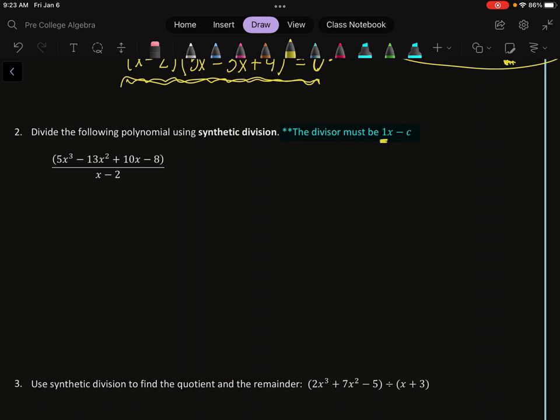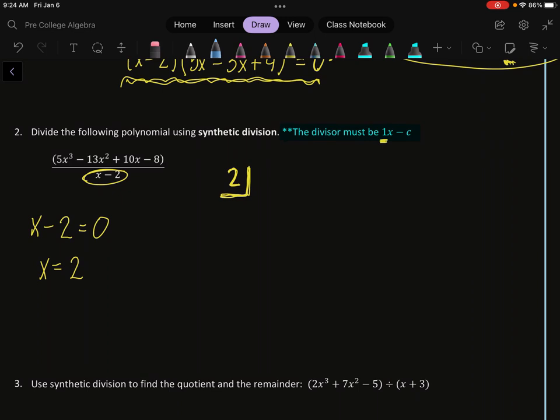So how we do this is we set up this little box here, and this box is going to be whatever the solution or the 0 would be for the denominator. So x minus 2 equals 0, right? So then that means x is equal to 2, okay? So really positive 2 goes in this box.